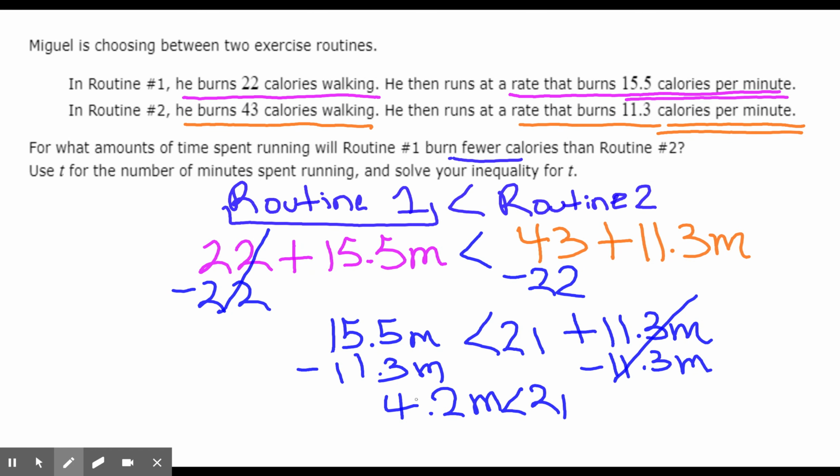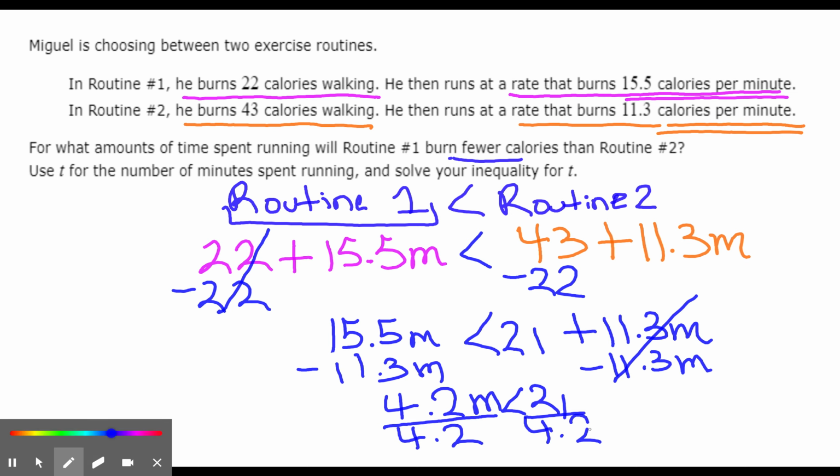There we go. So now to find out how much for each 1 mile, we're going to divide both sides by 4.2. And hopefully at some point you realize that the answer here is going to be m is less than 5. 21 divided by 4.2 is 5.